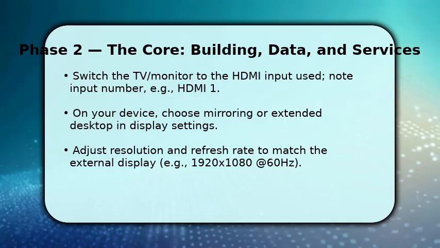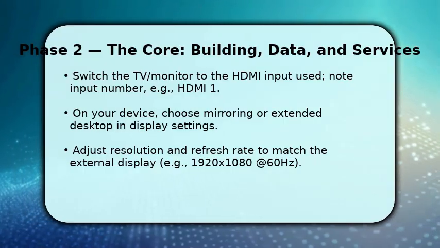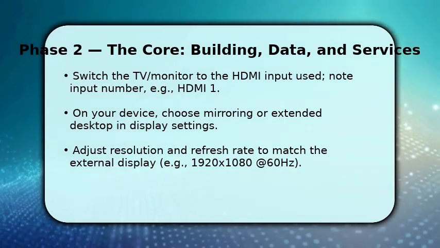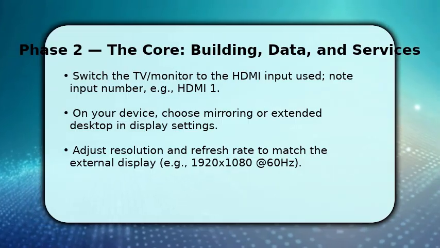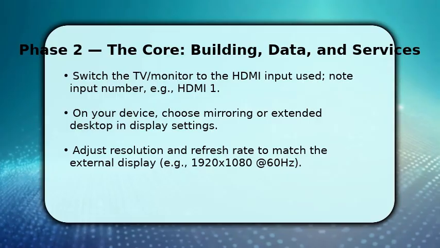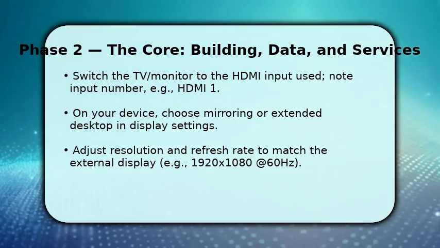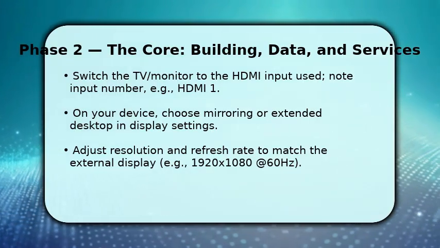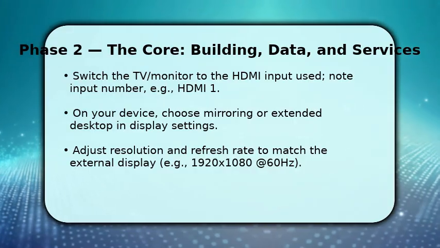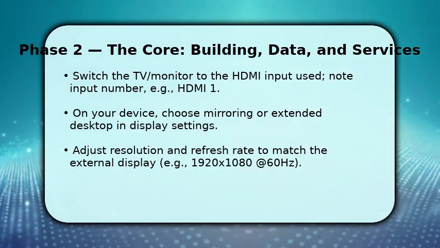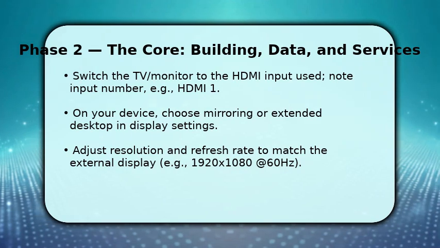On your device, open Display Settings and decide. Mirror the screen for an exact copy or extend for more workspace. Make sure resolution and refresh rate match the monitor. Mismatched settings can cause blank screens or scaling issues. If colors or clarity look off, toggle output modes or try a lower resolution, then increase until stable.